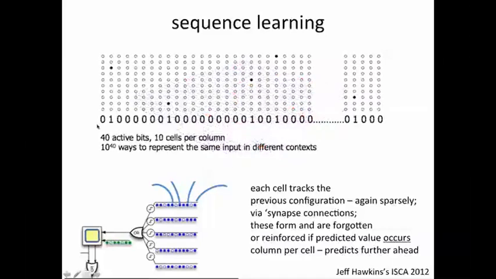Think about the sparse pattern consisting of 40 active bits out of 2000. And let's suppose that there are 10 cells per column. And there are 10 to the 40 ways to represent the same input in different contexts. Now 10 to the 40 is a large number. So each context corresponds to a set of neighboring cells firing.